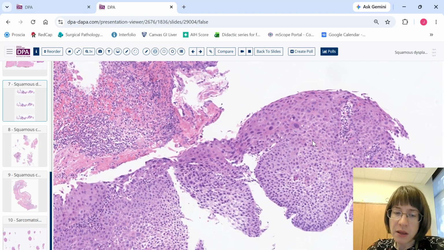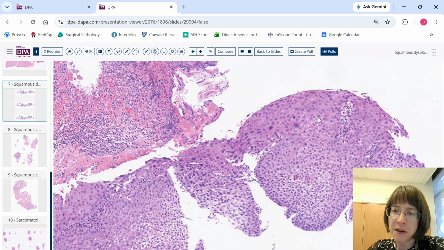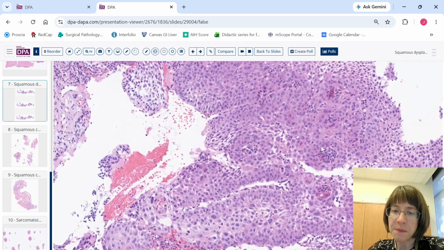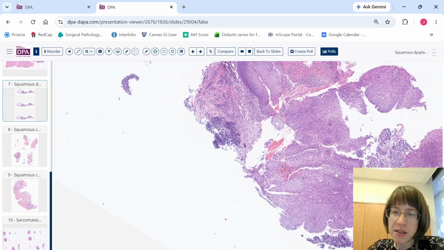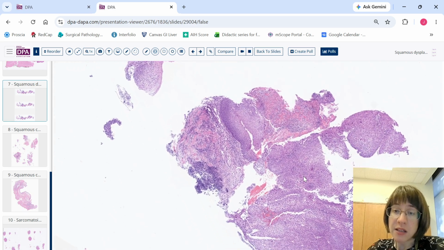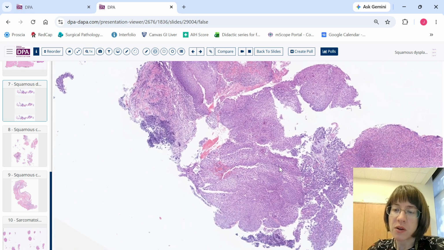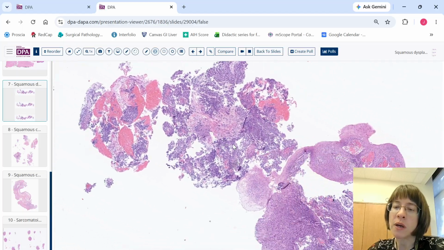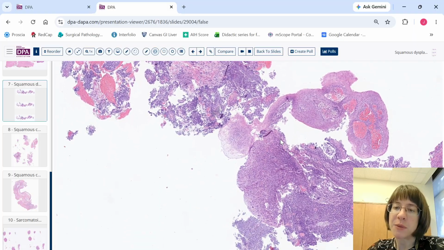So again, this atypia is going to the upper half. It's pretty severe, so I'd call this high-grade squamous dysplasia. And in this particular case, I actually called this at least high-grade dysplasia, or at least squamous cell carcinoma in situ. We use the term squamous cell carcinoma in situ just to refer to full thickness atypia.